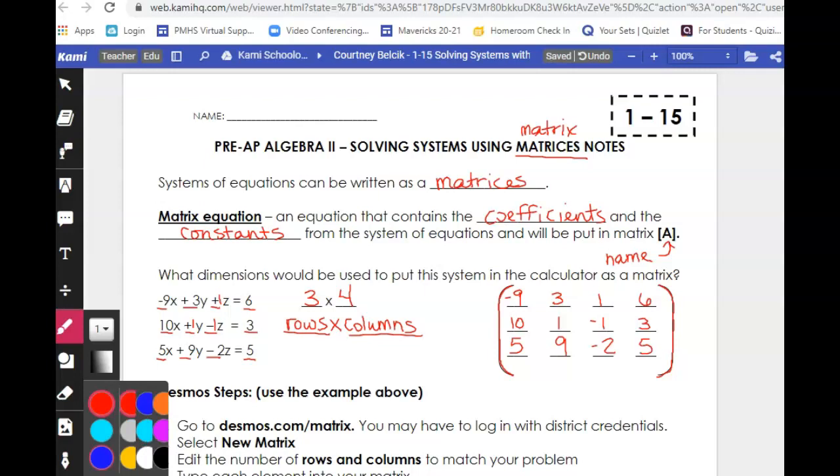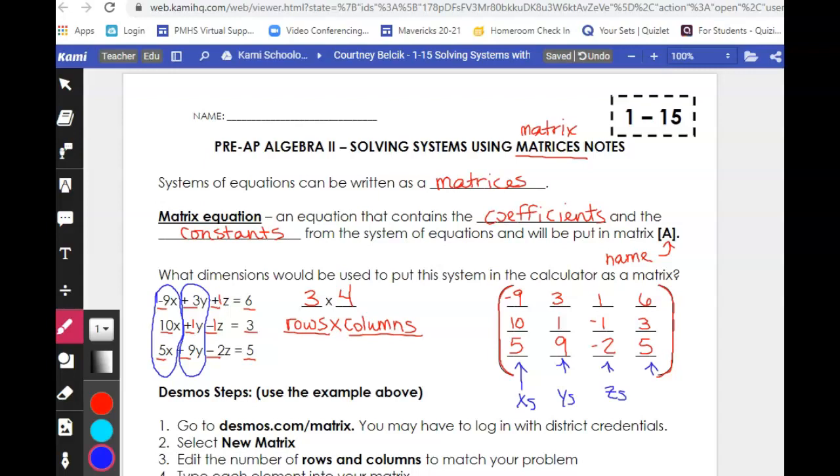And notice, let me go ahead and change colors here. Notice that all of these first terms coincide with this first column in the matrix, and they're all x coefficients. You notice that? The second one comes from all of the coefficients of the y terms. So this is all the y term coefficients. This is all the z term coefficients. And this is all of your constants.